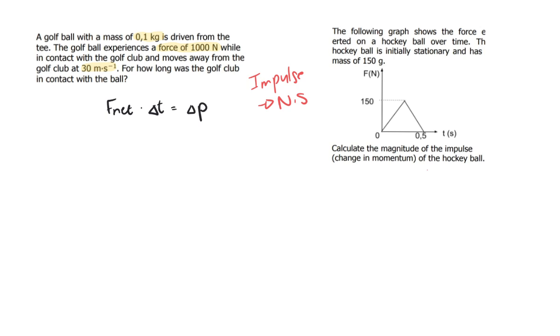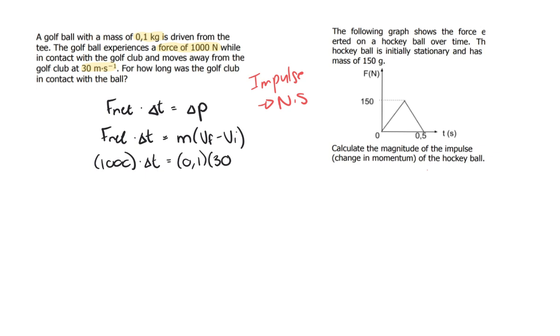Since they don't give you the change in momentum and they give you a velocity, you are going to split this one up. Remember that the change in momentum is equal to mass times the change in velocity. So the force we have is 1000 Newtons. They ask you for the time, so this is my unknown. And the mass is 0.1 kilograms. And the final velocity of the ball is 30 meters per second.